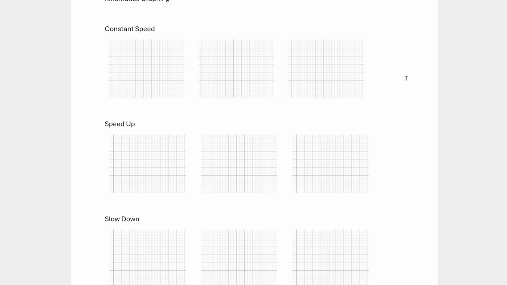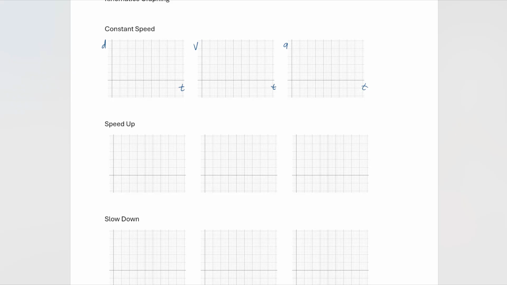So let's transition over here to this document and talk a little bit about kinematics graphing. So there's three graphs, right? We want to talk about position or displacement or distance versus time, and then velocity or speed versus time, and then acceleration versus time.